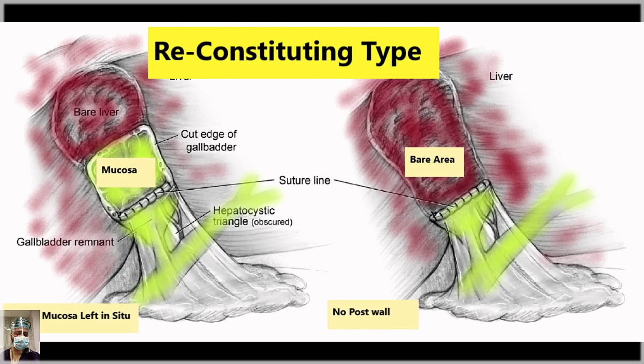So this is the reconstituting type, another type which we will also demonstrate in the live surgery. Again, we can remove part of the posterior wall, or we can leave it in situ if it is difficult and things are inflamed.